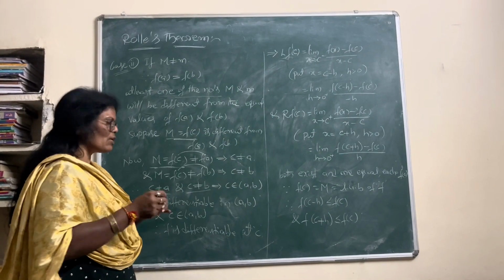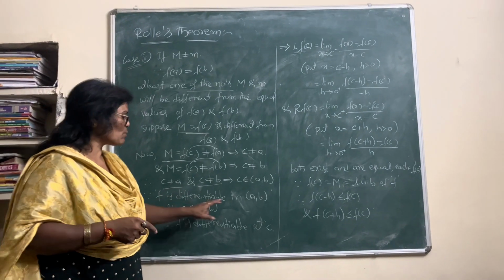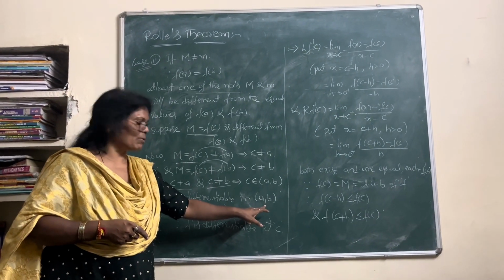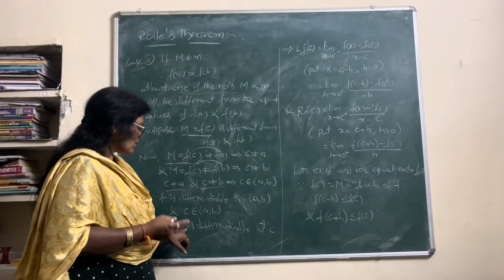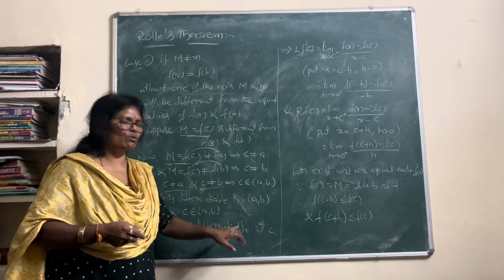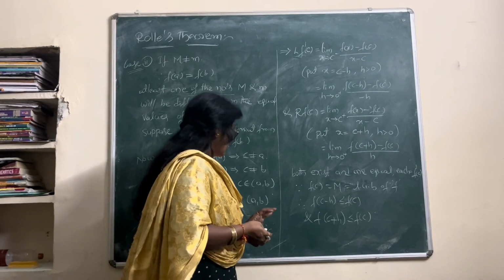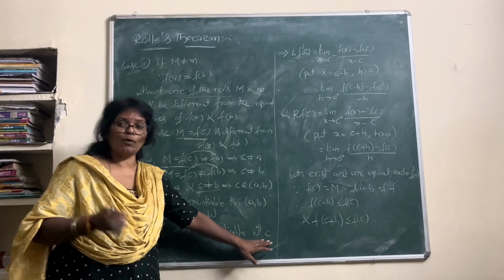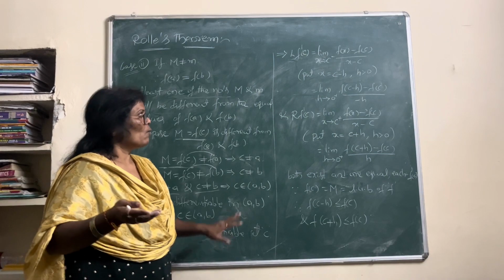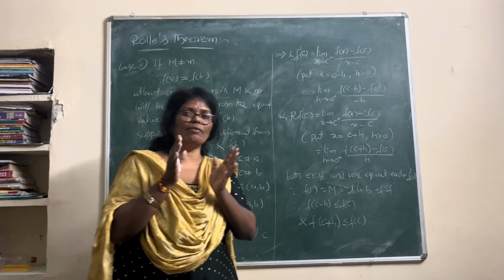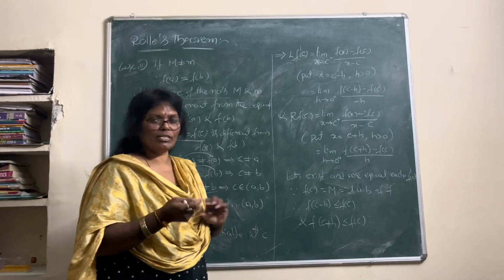Since we have the function f differentiable on the open interval (a, b), that means c belongs to the open interval (a, b). Therefore we can say f is differentiable at the particular point c. By the definition of differentiable, what is that? We will check the left hand derivative as well as the right hand derivative at the point c.